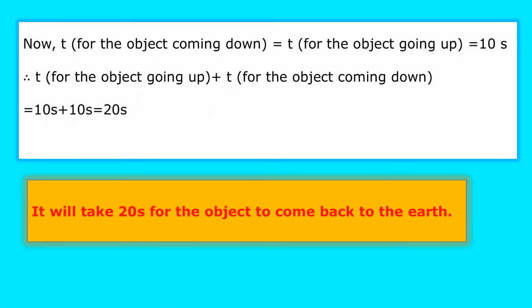Now the time for the object coming down is equal to the time for the object going up, that is 10 seconds. Means the time required for the object coming down and the time required for the object going up will be the same. But we have to calculate, children, the total time. So the time going up plus the time coming down is equal to 10 second plus 10 second, that is equal to 20 second. So it will take 20 second for the object to come back to the earth. I hope, children, it is very clear to you.